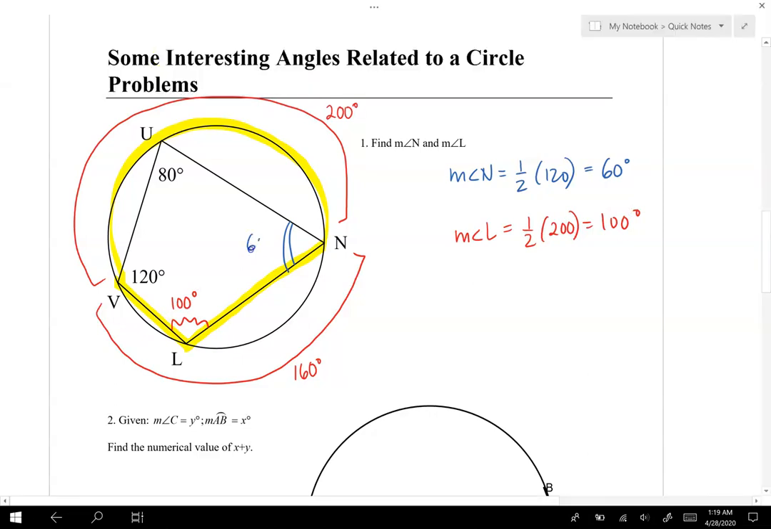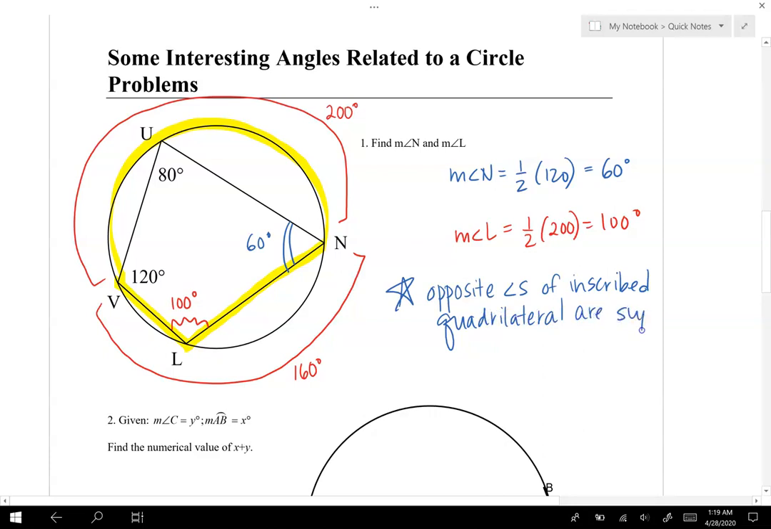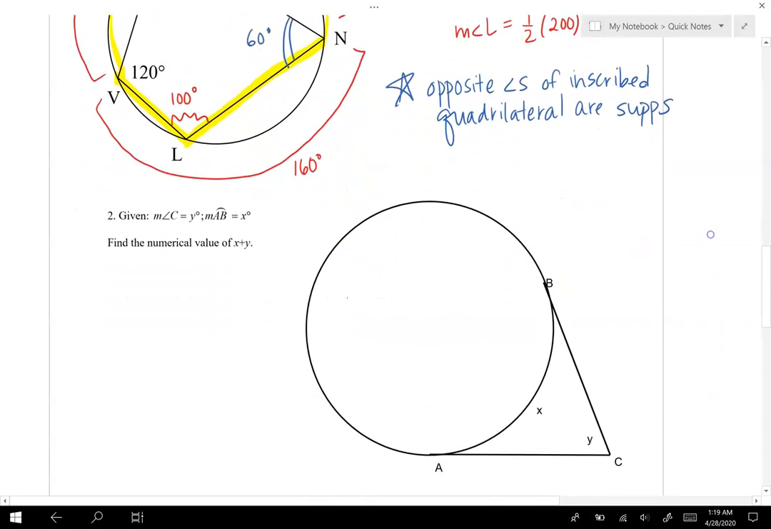Something interesting that you should note is the opposite angles are supplementary. And that's always going to be true. Opposite angles of an inscribed quadrilateral are supplementary. Okay? That's pretty cool.